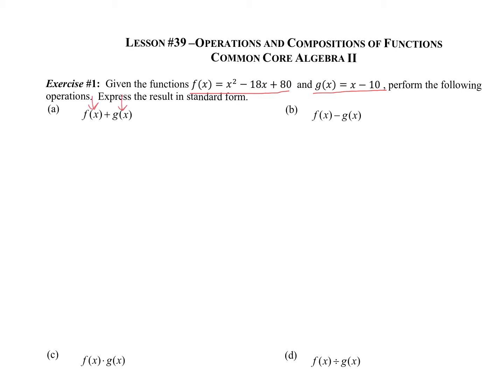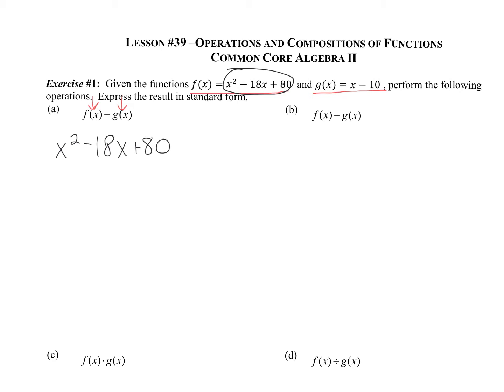Now, part of doing this is you have to recognize that that's not f times x and g times x or something that I need to actually add. That's referring to the functions. And you'll get used to it because when you see f of x, you should know it's not f times x, you should know it's a function. So when I see f of x, I'm going to go and get f of x and write that down. So f of x is x squared minus 18x plus 80.